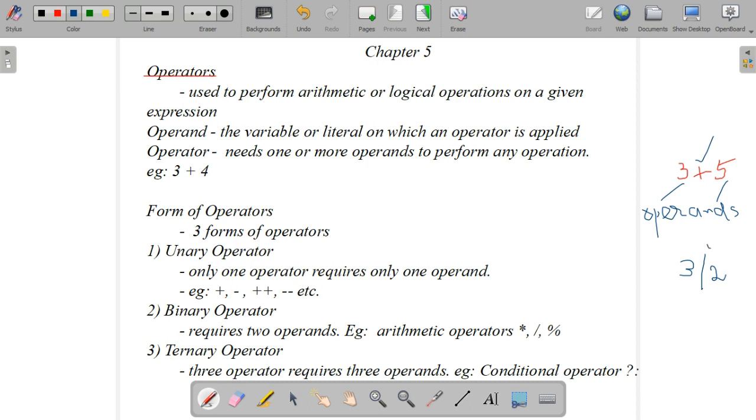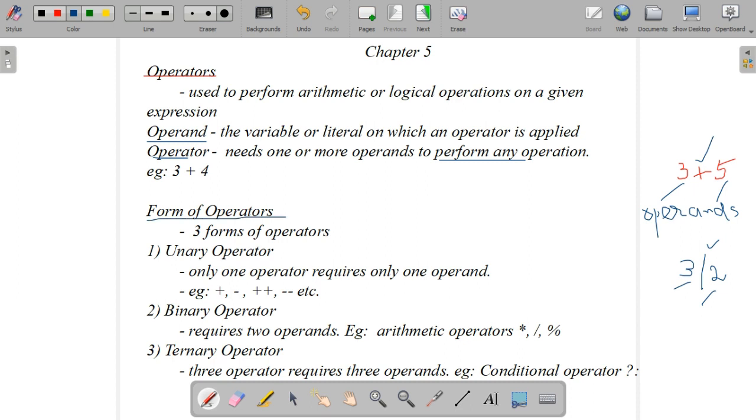Another example, 3 divided by 2. Which one is the operator? Yes, division is the operator. 3 and 2 are operands. So operators are used to perform arithmetic or logical operations on a given expression. It has two terms, operators and operands. Operand means the variable or literal on which an operator is applied. An operator needs one or more operands to perform an operation. Example: 3 plus 4. Here 3 and 4 are operands and plus is the operator.